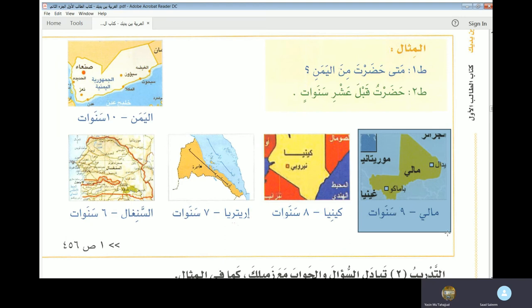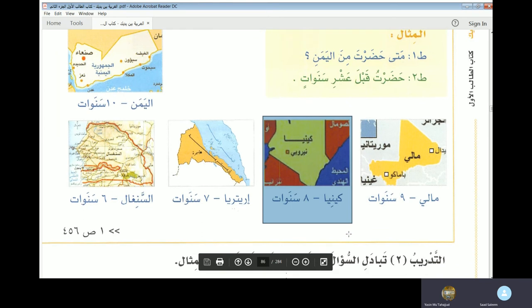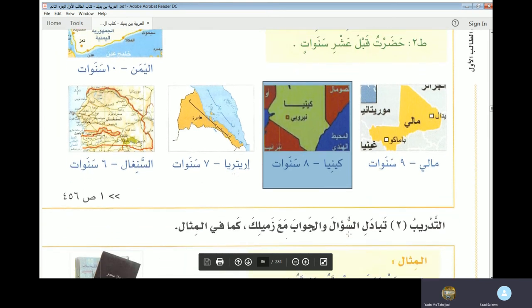Hazartu qabla tis'i sanawatin. This is because of qabla, it is this vowel ending. Matta hazarta min Kenya. Kenya, min Kenya. Okay.